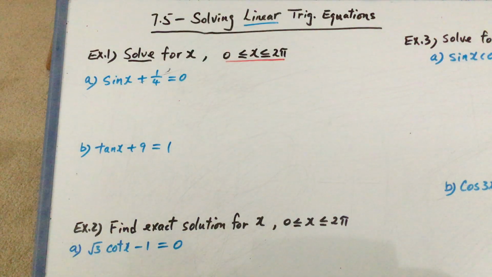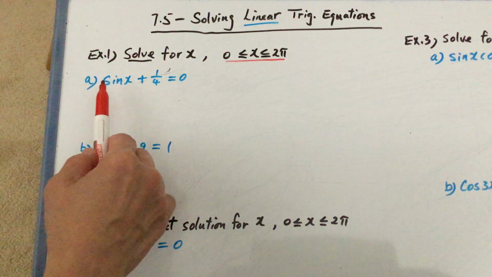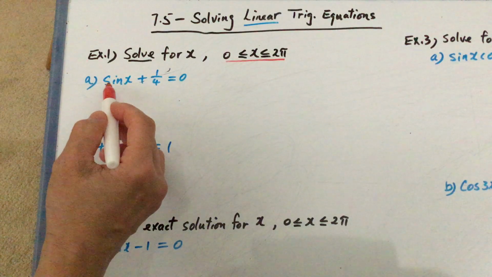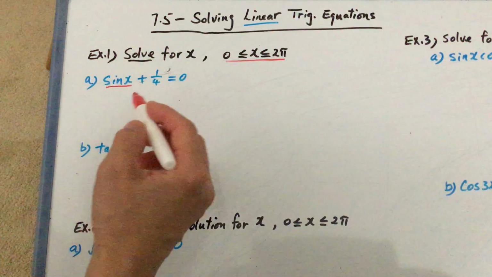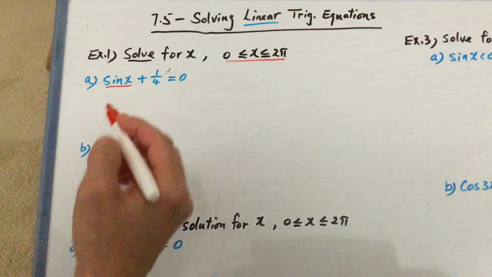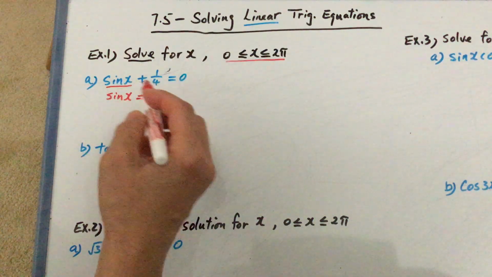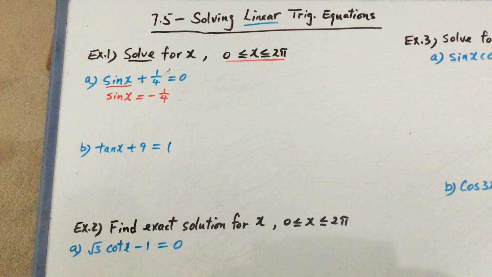So the first example, 1a, is sine x plus 1/4 equal to 0. This is a typical trig equation that you will be getting. And this is linear because you don't see any exponents attached to the variable term. The variable term here is sine x, okay? Whenever we're trying to solve anything, we need to isolate the variable term. So I'll be bringing everything else away from the sine x. So I will get sine x is equal to negative 1/4.